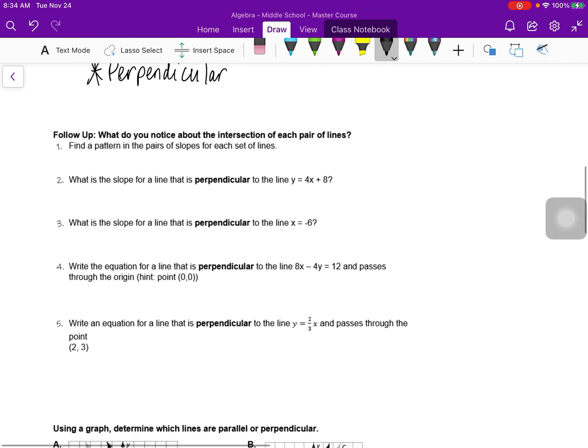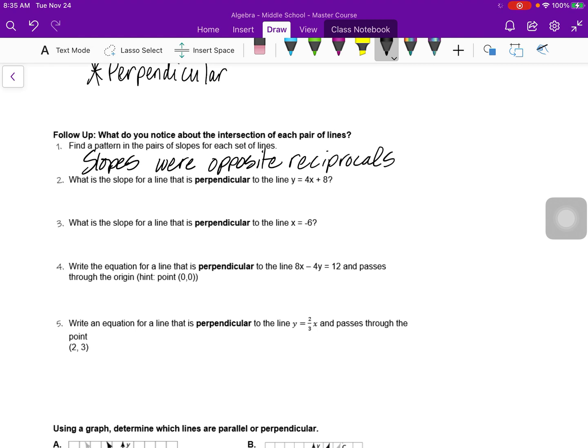All right, so what do you notice about the intersection of each pair of lines? So it says find a pattern of pairs for each set of lines. The slopes, we noticed, were opposite reciprocals. So let's look at how we would utilize that to help us come up with the slope of a new line without actually having to draw it.